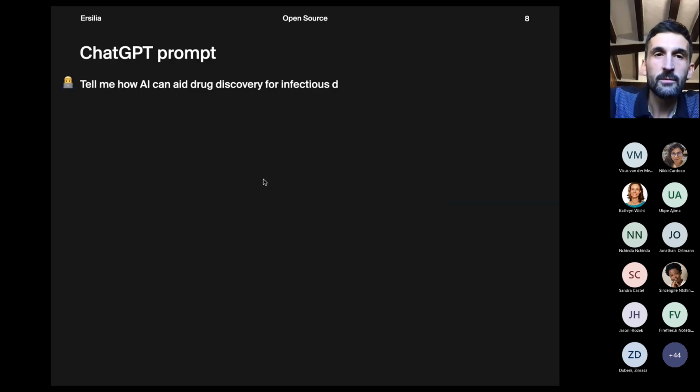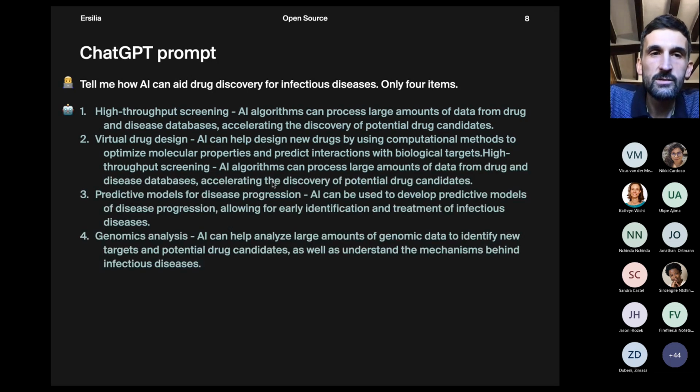For instance, let's try it here. I've written to ChatGPT the following prompt: tell me how AI can aid drug discovery for infectious disease, only 4 items, because I was lazy. And this is what ChatGPT answered: high throughput screening, virtual drug design, predictive models for disease progression, and genomics analysis. I don't fully agree with this list, but it's actually quite interesting and informative. I think we can all agree.